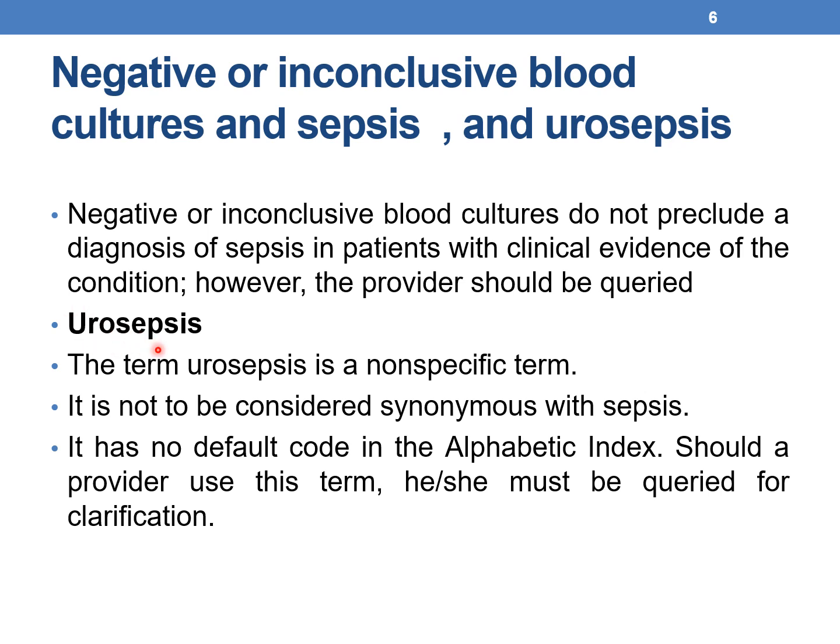And the next term is urosepsis. The term urosepsis is a non-specific term. It is not to be considered synonymous with sepsis. It has no default code in the Alphabetic Index, and should a provider use this term, he or she must be queried for the classification. So there is no specific code, it is a non-specific term, and it should not be considered synonymous with sepsis. You should not code sepsis for urosepsis. The provider should be queried.